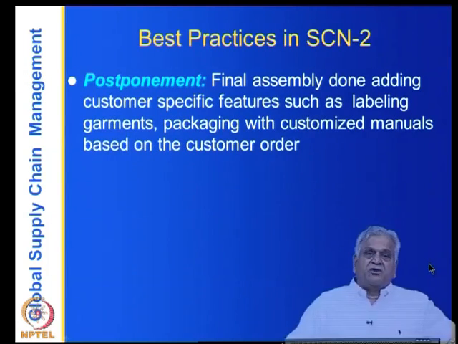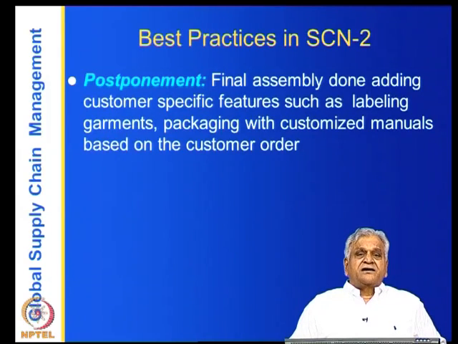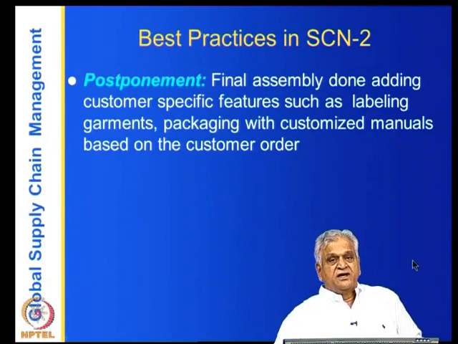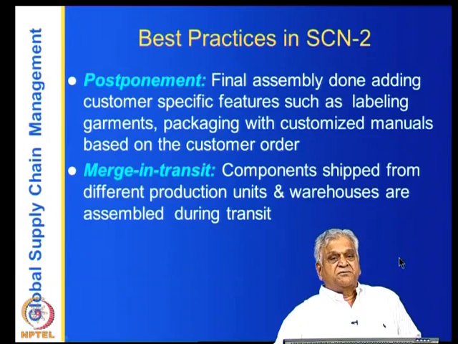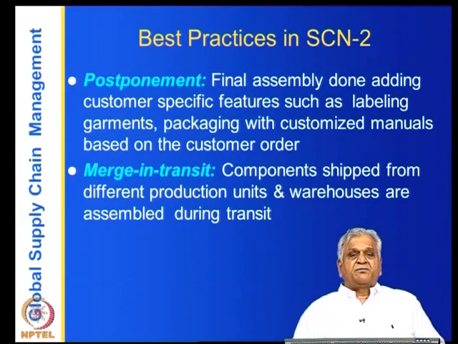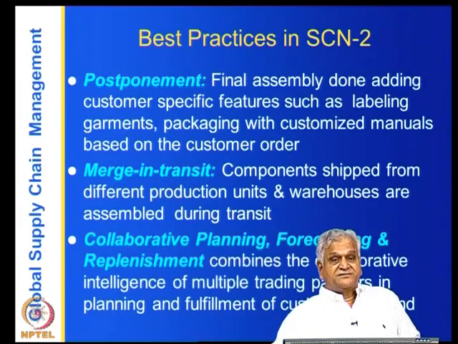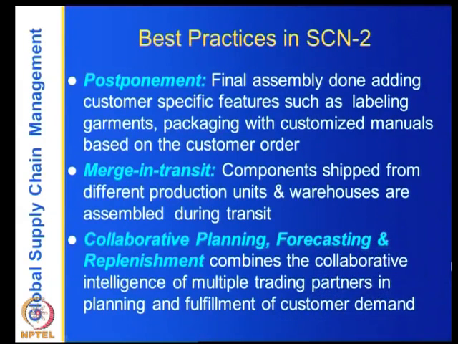So the next one is what we call postponement. The final assembly is done by adding customer specific features such as labeling and packaging, customer manuals and so on. So the final product is made after the customer order decision. Finally, merge in transit is where components shipped from different production units and warehouses are assembled during transit. This is done at the airports, which is a very nice way of doing it. And finally, there is collaborative planning, forecasting, and replenishment, where the collaborative intelligence of multiple trading partners is used in planning and fulfillment of customer demands.